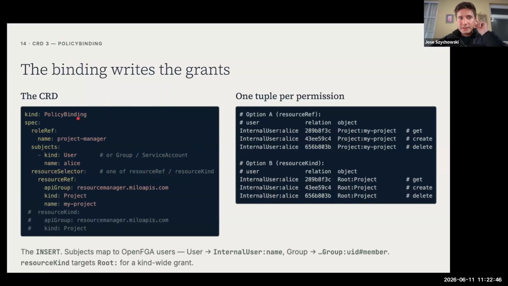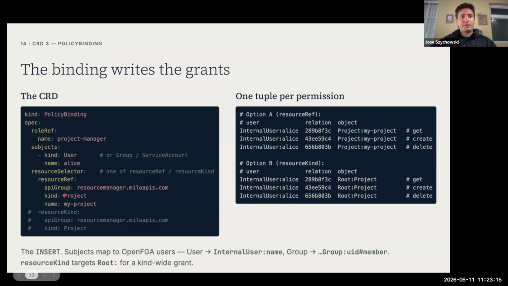And this is our policy binding. This is how we actually grant permissions to a user in a specific resource. We see that our policy binding makes reference to a role. This role is the one that holds all of the permissions. After that, we have a subject. The subject can be a user, but we also support groups or service accounts.